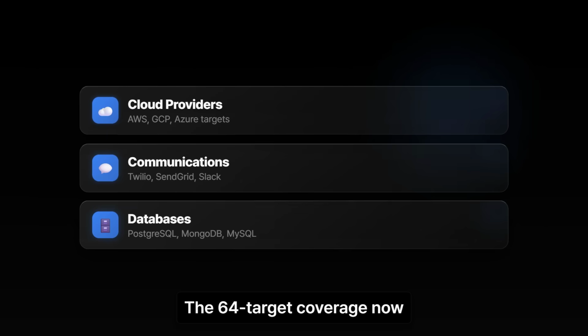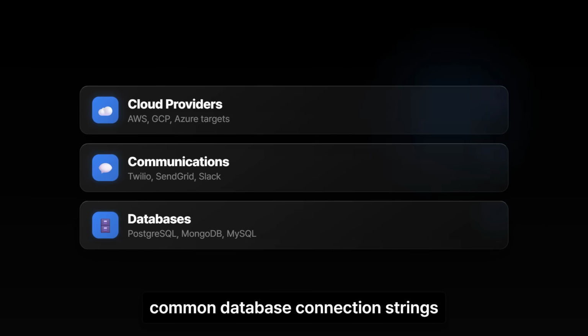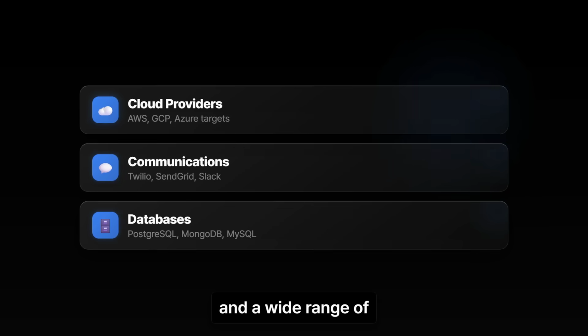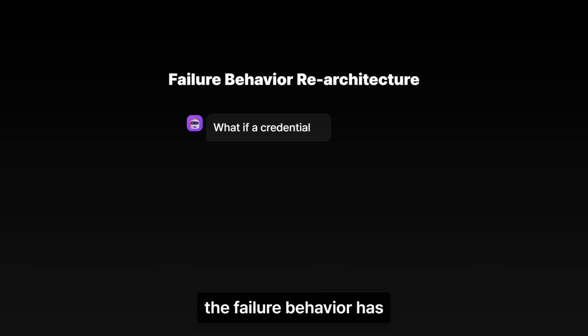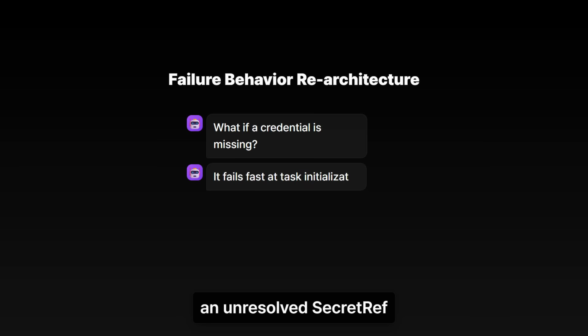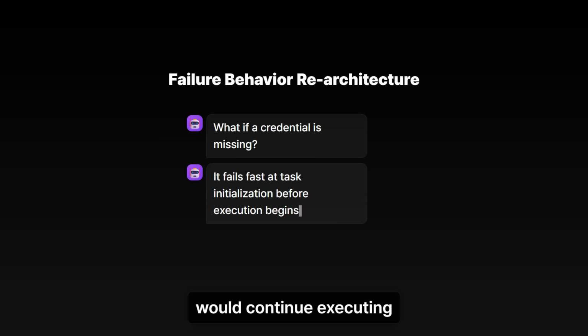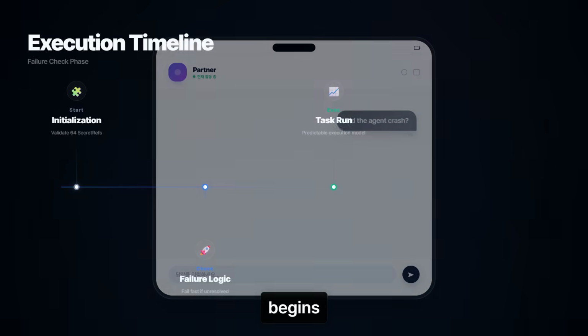The 64 target coverage now includes Stripe, Slack, GitHub, common database connection strings, cloud provider credentials, and a wide range of communication APIs. More critically, the failure behavior has been completely re-architected. Previously, an unresolved SecretRef would silently fail mid-workflow. The agent would continue executing, skip the credential-dependent step, and you'd discover the failure only when checking outputs. Now, unresolved references fail fast and loudly at task initialization before any execution begins.